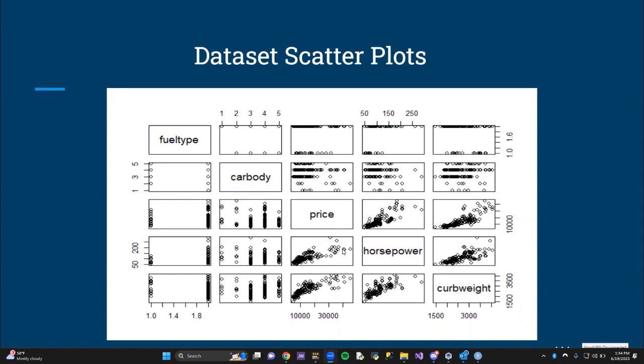Thank you, Chidozi. To continue visualizing our data, this is just a general scatter plot of all of the variables that we selected. As you can see, we only plotted the variables that we selected instead of every single column, which is fuel type, car body, price, horsepower, and curb weight. The main takeaway from this set of scatter plots is that we found that horsepower and curb weight have a positive relationship with price.